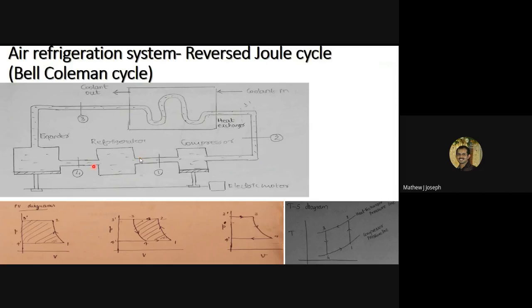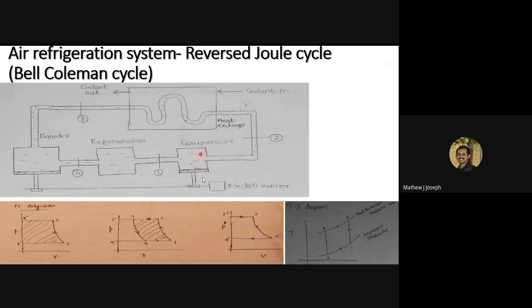Okay, so from this refrigerator or the cold temperature space, the air, which is the working fluid, will be absorbing heat from this refrigerator part using a constant pressure process. Okay, in a constant pressure process, then that air will be admitted inside the compressor.